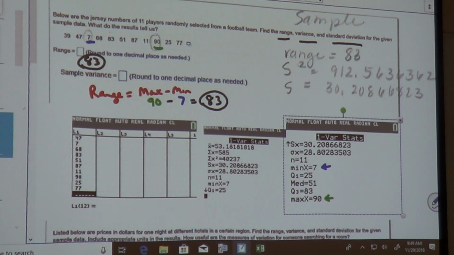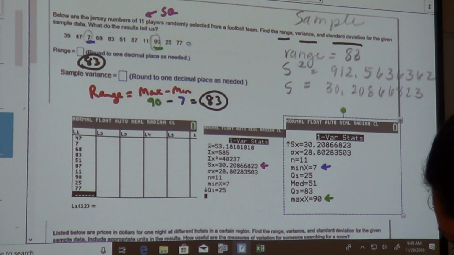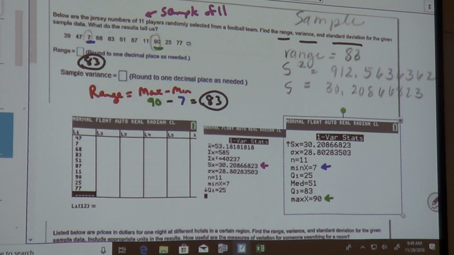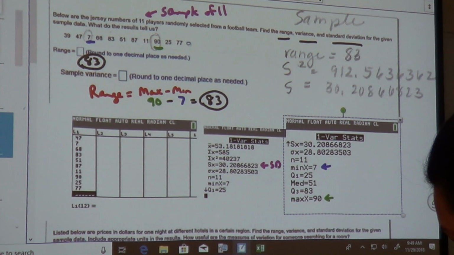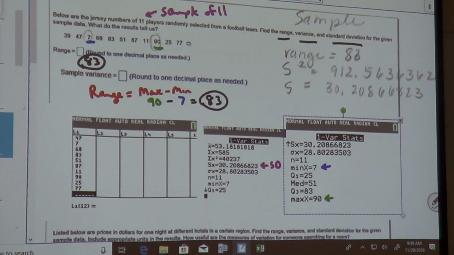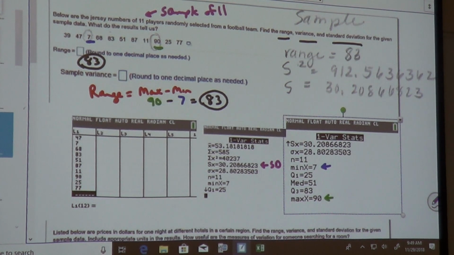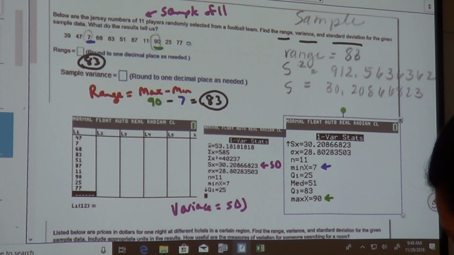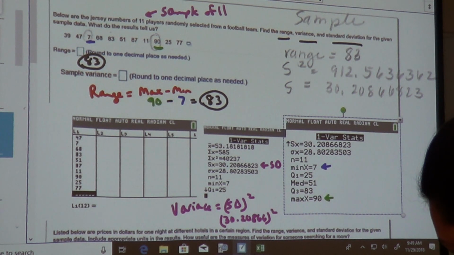Now, what is my standard deviation going to be? Because this is a sample of 11 players, my standard deviation is going to be the 30.2 and so on. So my variance is going to be my standard deviation squared. So I'm going to take the 30.20866 and I'm going to square it.